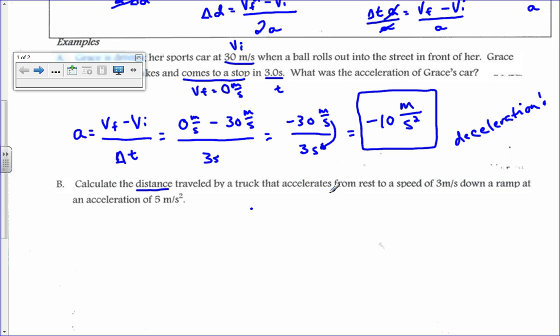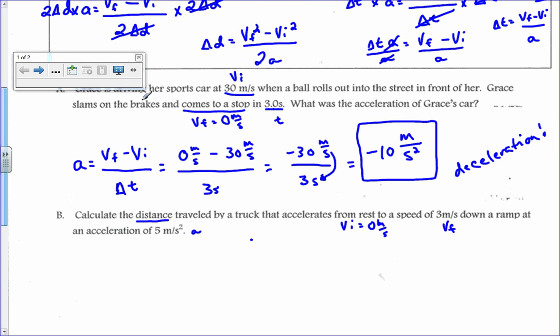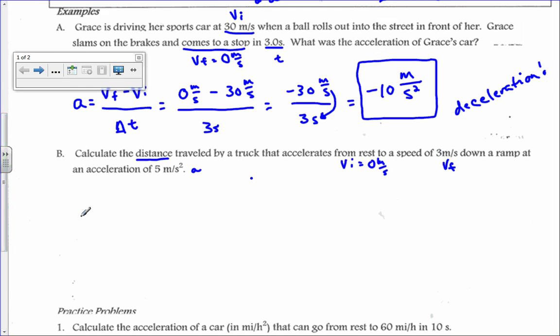Accelerates from rest. What does that tell us? The initial velocity is 0. Initial velocity is 0 meters per second. Final velocity? 3 meters per second. And we have acceleration 5 meters per second squared. So our formula is right here. Change in distance is final velocity squared minus initial velocity squared over 2a, 2 times acceleration.